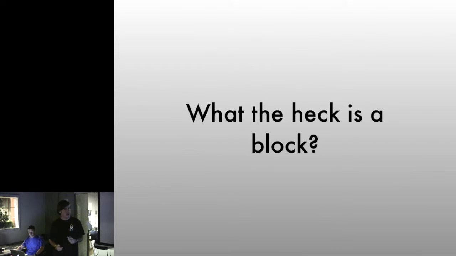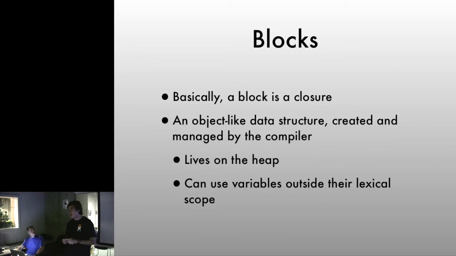Okay, so in case you weren't here last time, I'm going to talk again about what a block is. Essentially, a block is a closure. It's a lambda in some sense. It's this pretty neat object-like data structure that the compiler creates and manages. It lives on the heap just like an object. And what's really cool about it is that it can use and access variables outside its own lexical scope. So if it's defined inside of a function, it can use any of the local variables of that function. If it's defined inside of a class, it can use all the instance variables of that class. And those are all bound at the time that code is run.